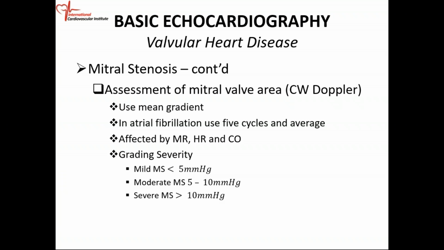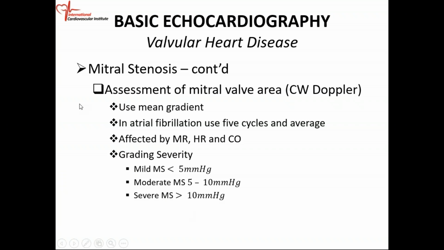And when you're doing the gradient, you have to use CW, continuous wave Doppler, to assess it. Be careful when the patient is in atrial fibrillation: you have to use 5 cycles and then average them. So you're going to do tracing of 5 mitral inflows, get the gradient, and add them up and then divide it by 5 to get the mean gradient.